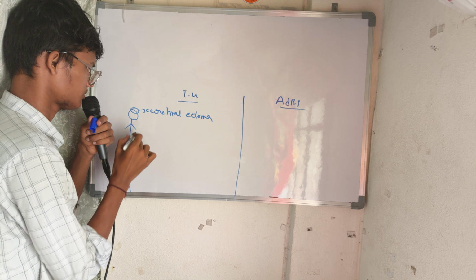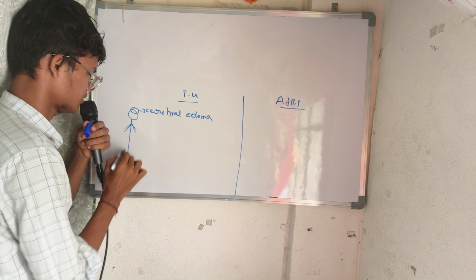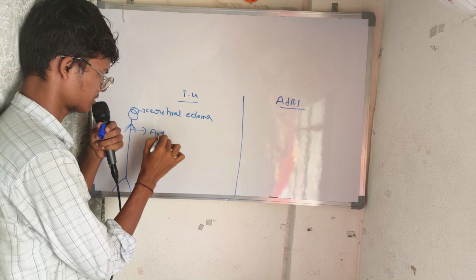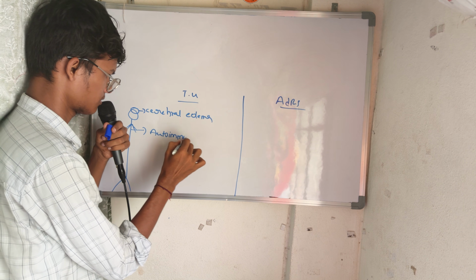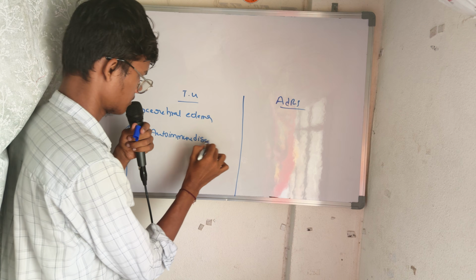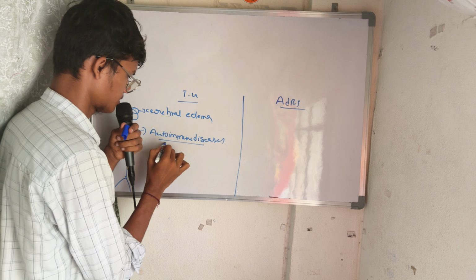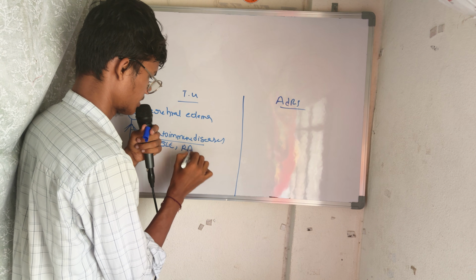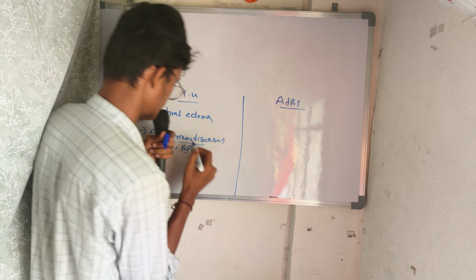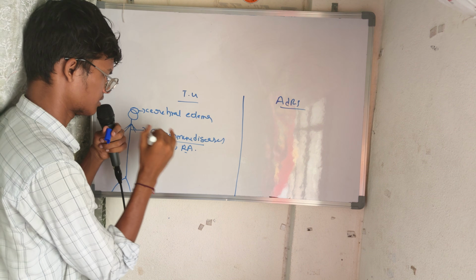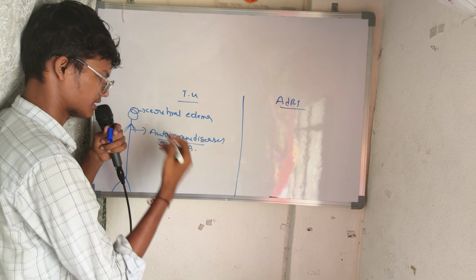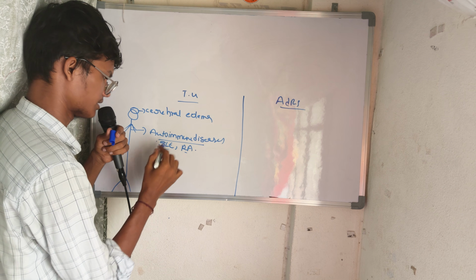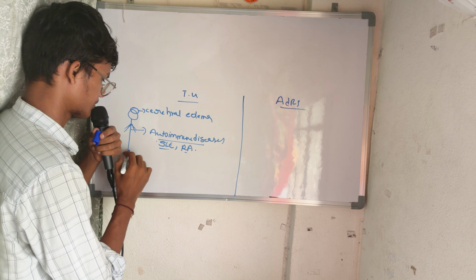Then you can give in autoimmune diseases like systemic lupus erythematosus and rheumatoid arthritis, where the efficiency of the immune system is decreased, so that the inflammatory reactions will be decreased. That will be happening in this.